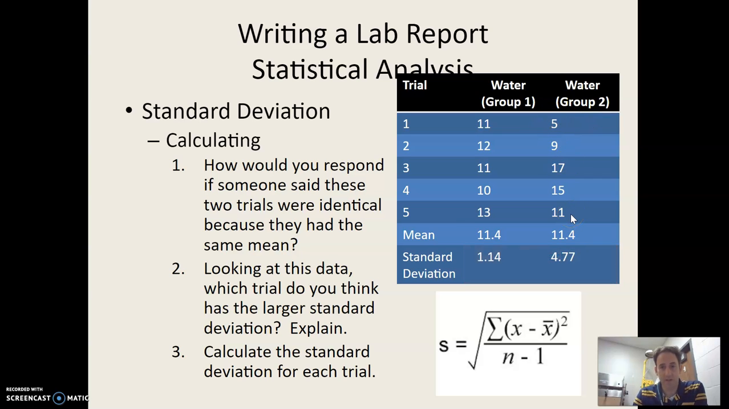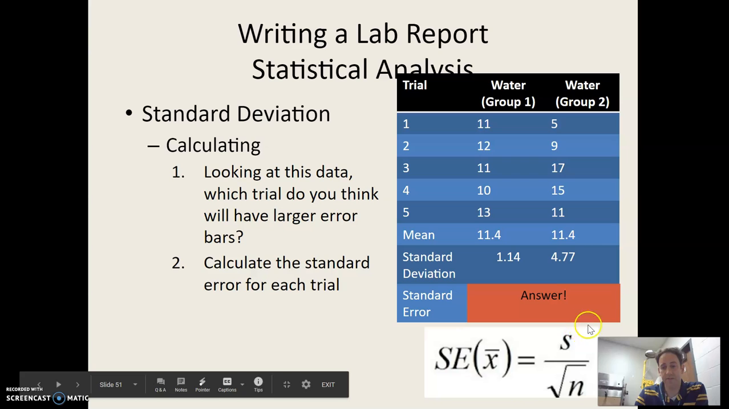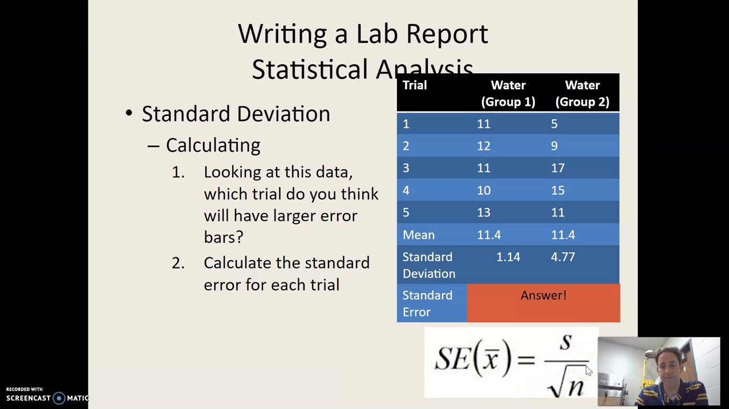That's nice. Okay, now we need to calculate the standard error. For this one, which would have the larger standard error? Hopefully you would see the standard error is going to be larger here. Again, we're just going to calculate that. Take your standard deviation and divide that by the square root of the number of trials, in this case 5. Again, punch it in your calculator, pause, make sure you got it. I'm about to display the answers. You ready? Here they are.